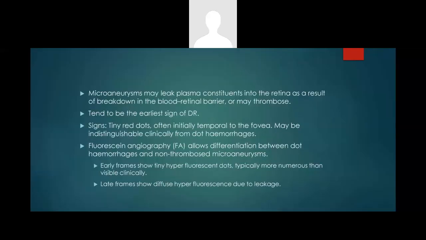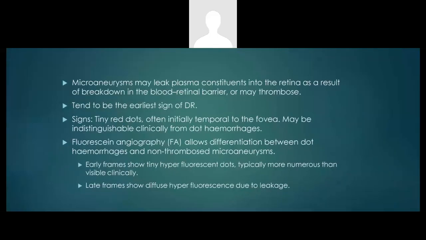Now, these microaneurysms may either leak plasma constituents into the retina because of the breakdown of the blood retinal barrier, or they may thrombose. As we already mentioned, this is the earliest sign of diabetic retinopathy, and they appear as tiny red dots. They start initially temporal to the fovea, and the most important point is that it is very difficult to distinguish them clinically from dot hemorrhages.